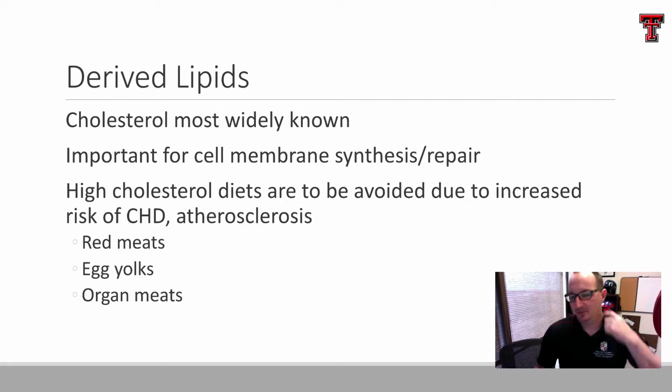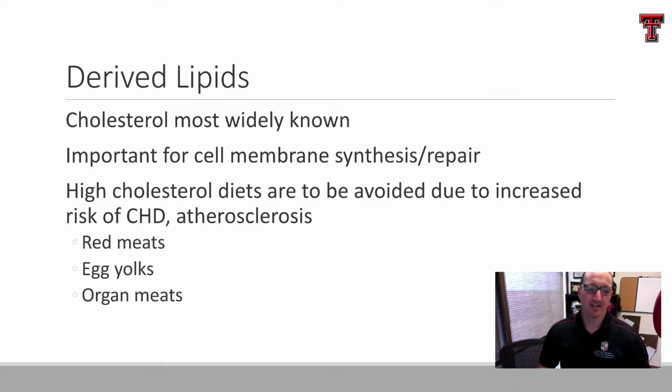So of our derived lipids, cholesterol is the most widely known. This is essential for cellular maintenance. So 10, 15 years ago when ultra low fat diets were all the rage, some of the concern was that we need some fat just for cellular maintenance. So that's still important. We do know that high cholesterol diets should be avoided because of that risk of heart disease and atherosclerosis. That's never easy for me to say.